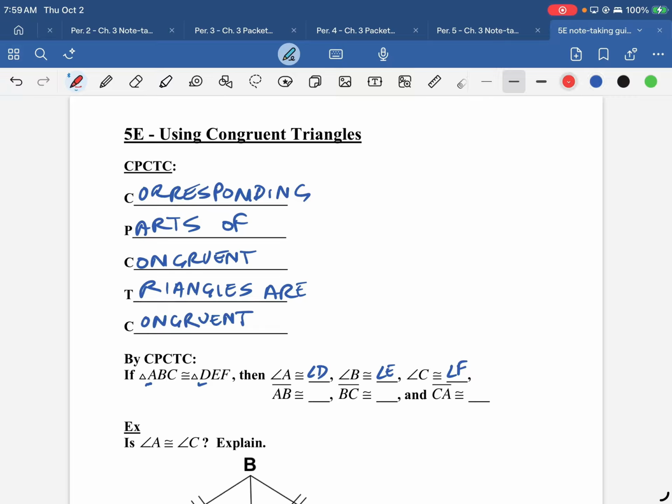AB is the first two letters here, so that's going to correspond with the segment from the first two letters in the other one. So AB would be congruent to DE, they'd be corresponding pieces. BC, that's the second and third letters, so EF. And then CA, that's the third letter followed by the first letter, so that would correspond to segment FD.